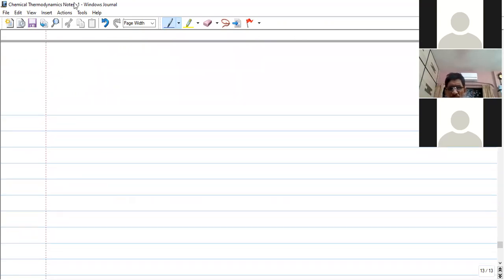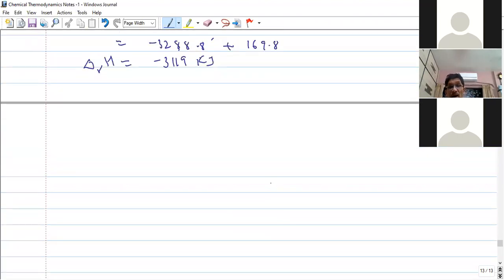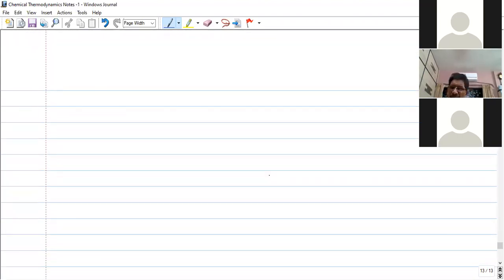ये हमको कितना वैल्यू मिला इधर? माइनस मिला क्या प्लस? माइनस. Delta H can be negative, delta H can be positive. If delta H is positive, it is endothermic. If delta H is negative, it is exothermic. So exothermic chemical reaction. Exothermic reaction.